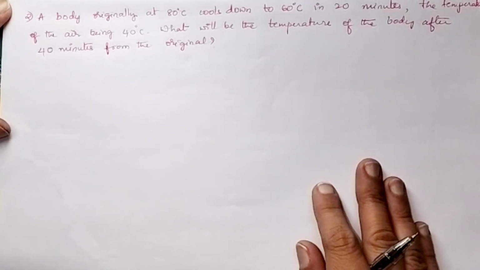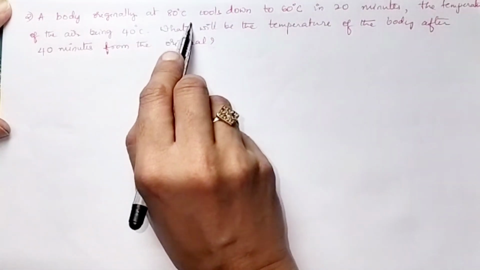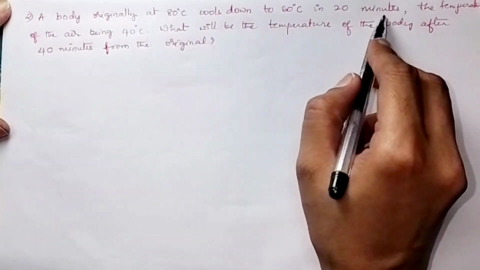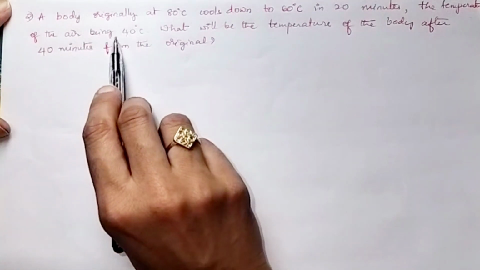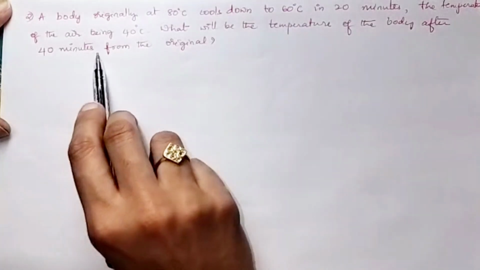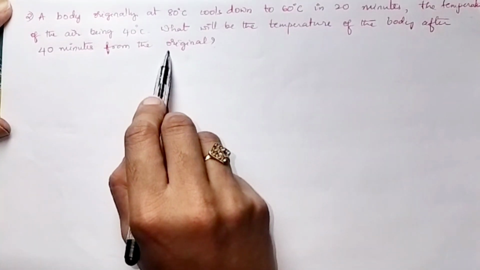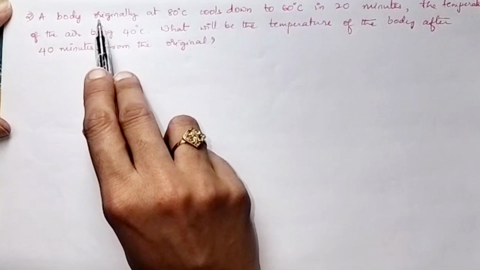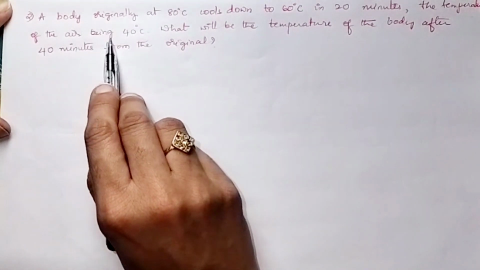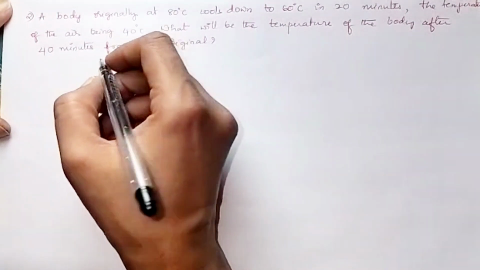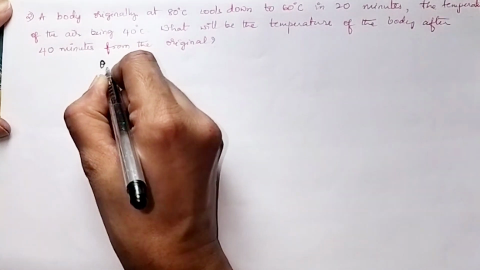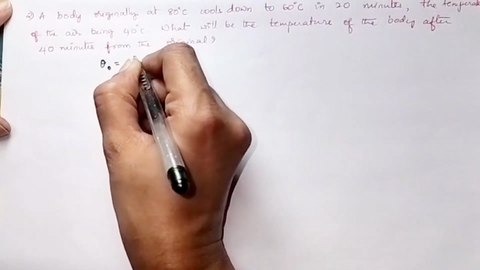Now the second problem: a body originally at 80 degrees Celsius cools down to 60 degrees Celsius in 20 minutes. The temperature of the air being 40 degrees Celsius, what will be the temperature of the body after 40 minutes from the original? So let us write the given data first. A body originally at 80 degrees Celsius and the surrounding medium is air which is at 40 degrees Celsius. Therefore, theta naught is equal to 40 degrees Celsius.